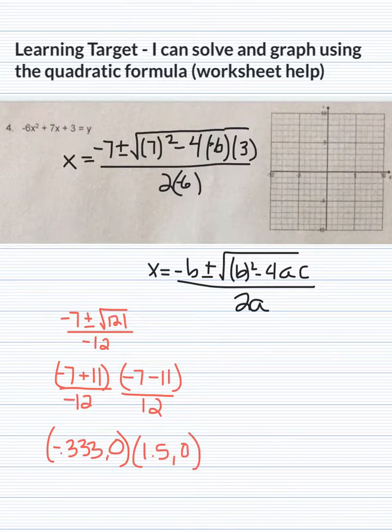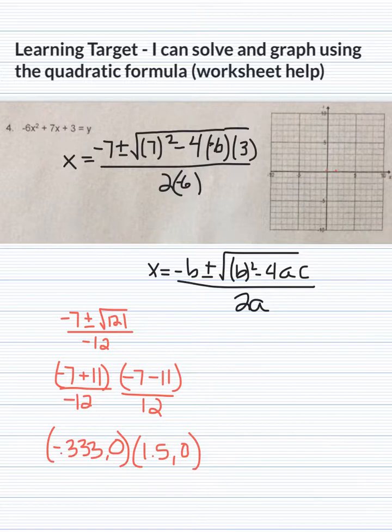Okay, so if nothing else, you can put those points on there. Oh, this graph is tiny. All right, so 1.5 is like right there. And negative 0.333 is like right, oh no, there, it's pretty close to there.